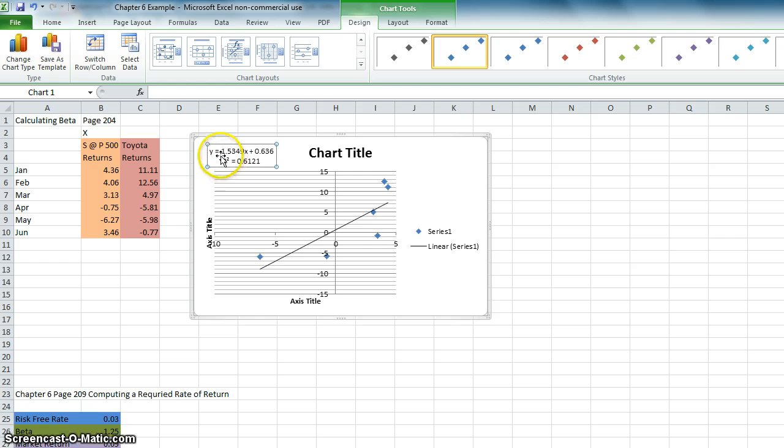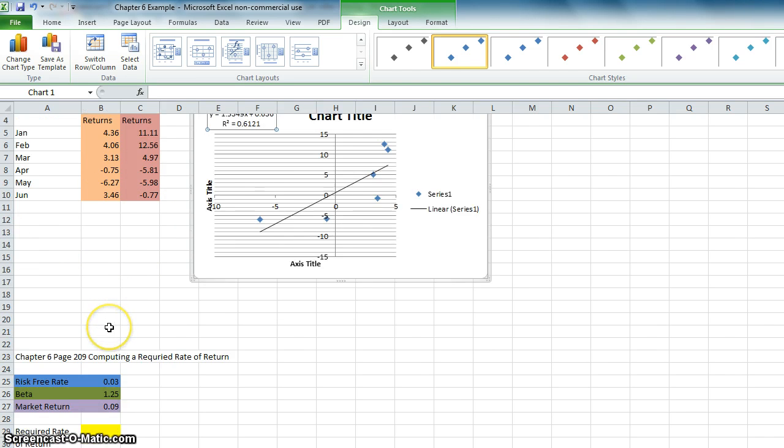It does calculate and matches up with the textbook, with a slope of 1.54 rounded here. That gives us our beta. So Toyota is a little bit more volatile than the market. Think of it this way: if the market was up 10%, it would say that Toyota should be up 15%. If the market was down 10%, then Toyota would be down 15%. Again, we have to take this with a grain of salt because this is a very small time period that we're looking at too.